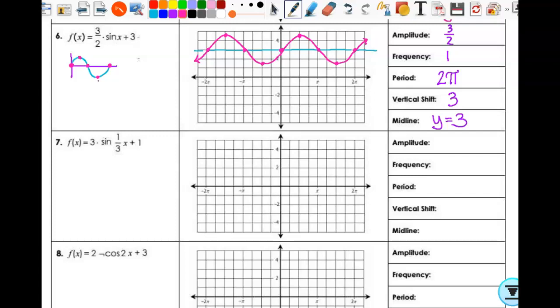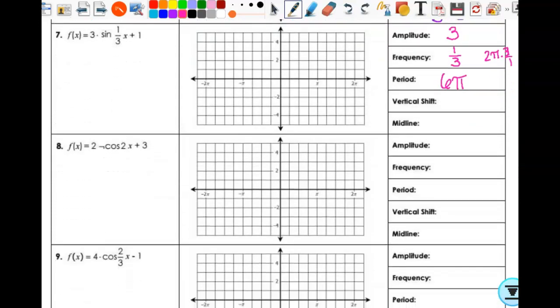Okay. All right, so let's look at number 7. What is the amplitude on 7? 3. Frequency is 1/3, which means the period is 2 pi divided by 1/3, so it's multiplied by 3/1, 6 pi, good. Vertical shift of 1, midline is y equals 1.